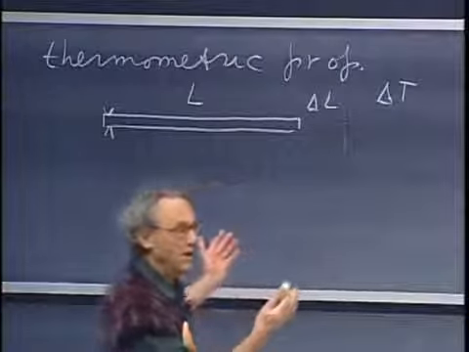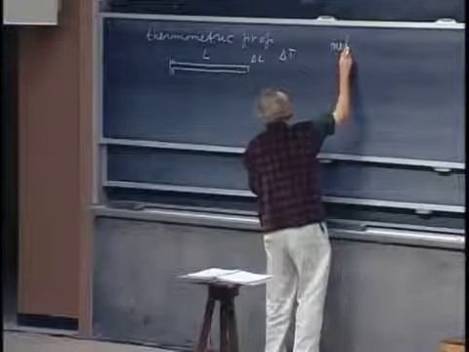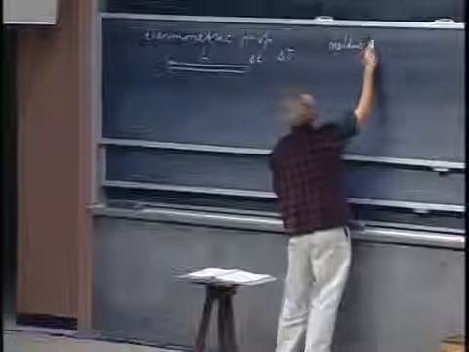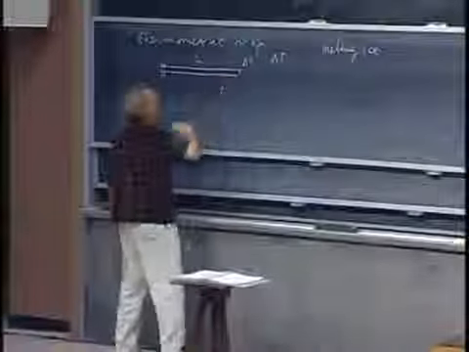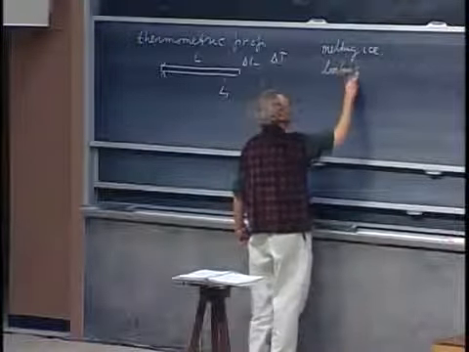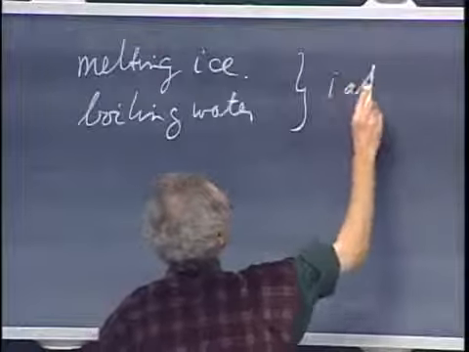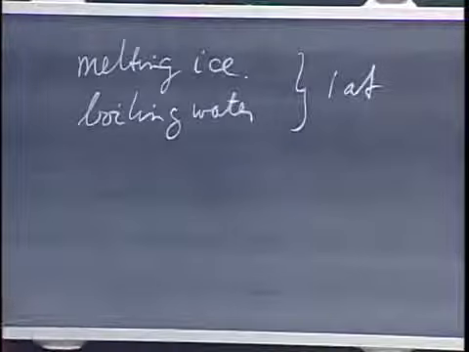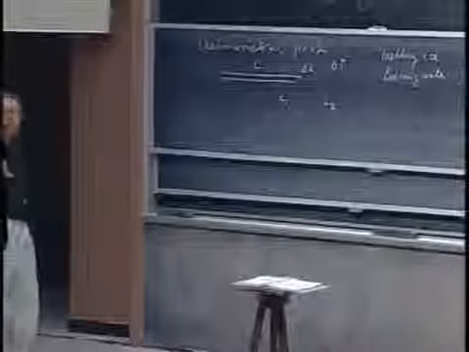I could put the whole thing in melting ice. And I could say, aha, the length then is L1. Then I could put the whole thing in boiling water, and I do that at 1 atmosphere pressure, and then I say, aha, I call that the length L2, and those are my reference points for my temperature scale.